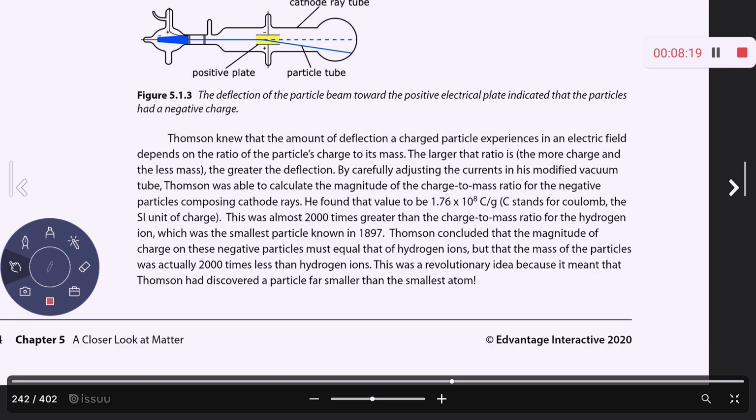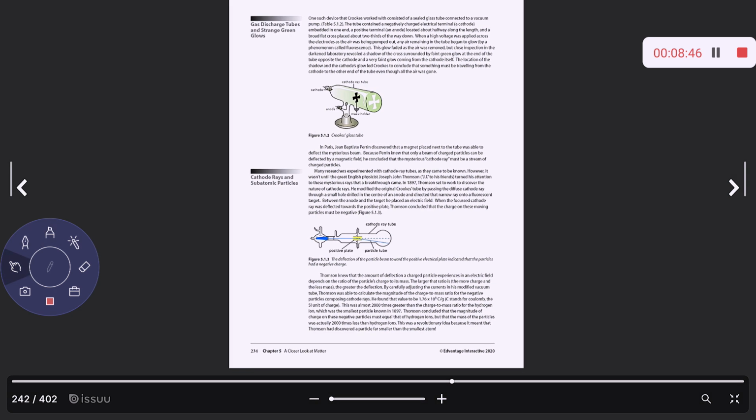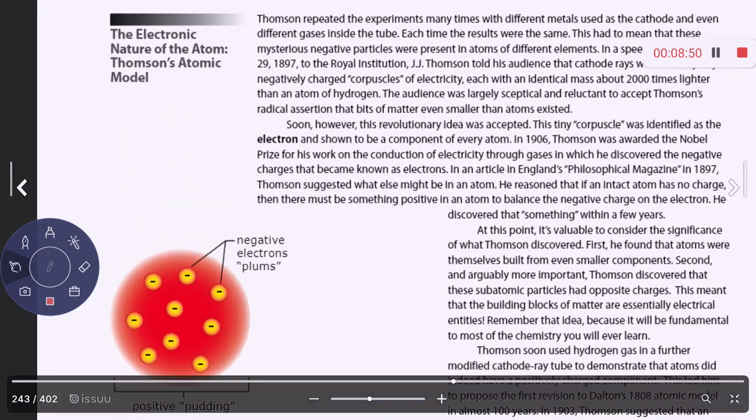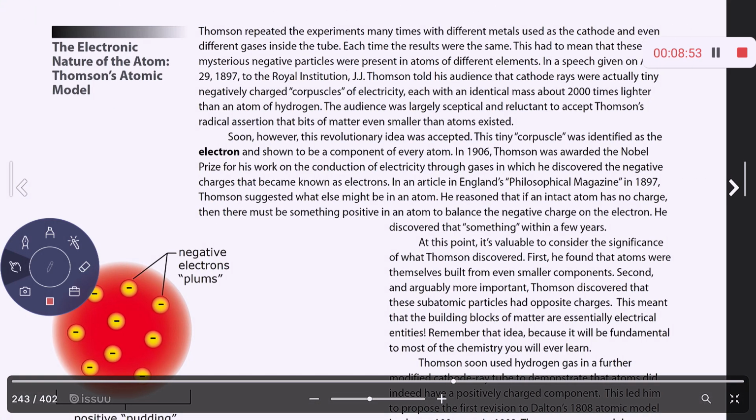He calculated the charge to mass ratio of these particles, and he found that the value was 1.76 times 10 to the 8th coulomb per gram. And the mass of those particles was actually 2,000 times less than a hydrogen ion. So he found the smallest known particle in the late 1800s. And if you take a look at the next page, he is credited with discovering the electron, and in 1906 he was awarded the Nobel Prize.